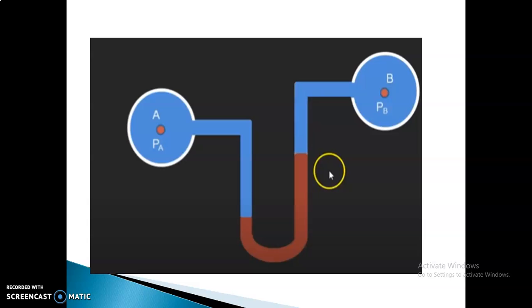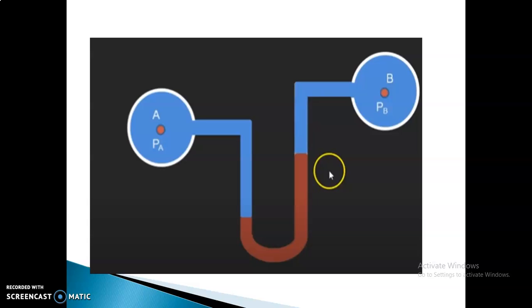The right limb is your reference pressure, which is the atmospheric pressure. When the unknown pressure is applied, there will automatically be a variation in the red line. It will be pulled down on one side and the red line will go up on the other. This is how the U-tube looks when you go to the industry.